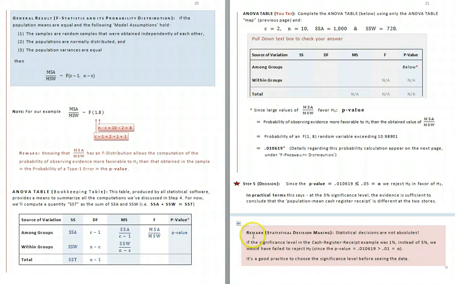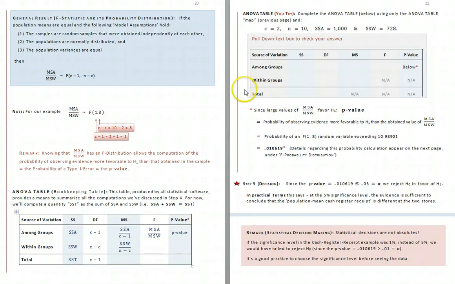So this remark: statistical decisions are not absolutes. If the significance level in the cash register receipt example was 1% instead of 5%, we would have failed to reject H0 since the p-value would be bigger than 1%. That is, if we would have concluded that the population mean cash register receipts were different at the two stores, we would have been taking more than a 1% chance of being wrong.